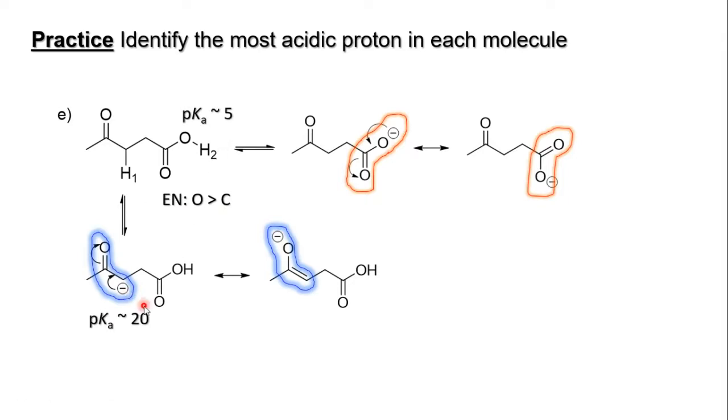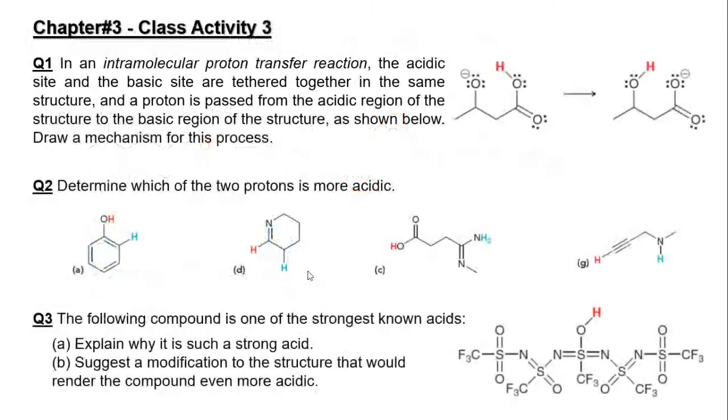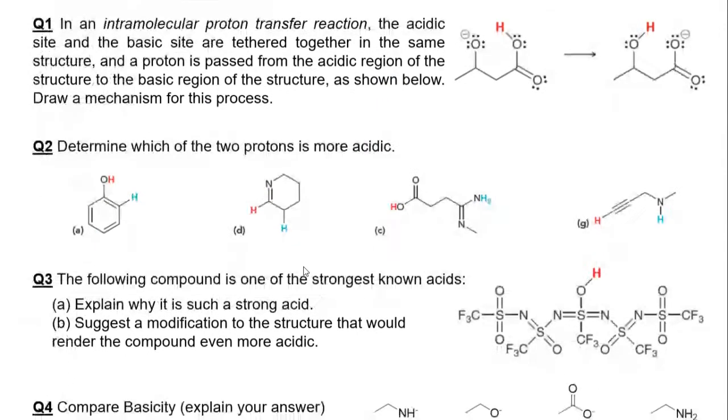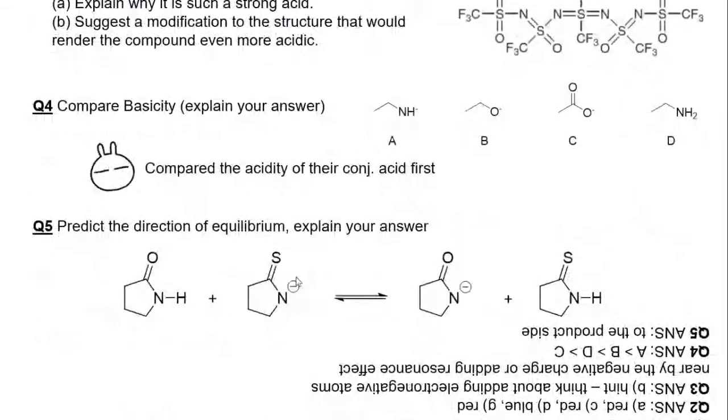So pKa 5 for this one, and this guy pKa about 20. If you know the pKa value, you don't even have to do this, right? But sometimes OREO helps. We have class activity 3, questions 1, 2, 3. This helps you reinforce how to use OREO and the pKa table. And question 4, question 5.